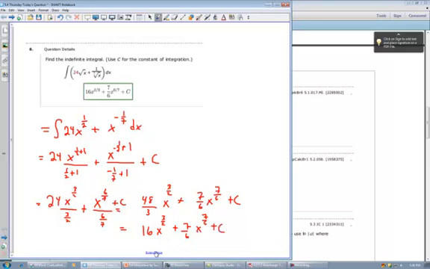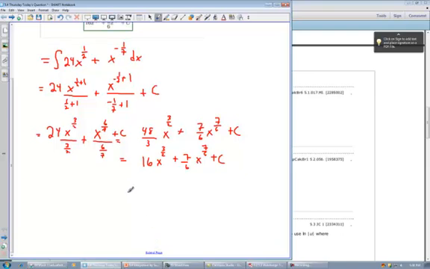Now you can leave it like that, or if you like, you can put this back into radical form. This would be 16, this would actually be x squared, square root of x, plus 7/6. And now this would actually be x times the 6th root of x plus c.